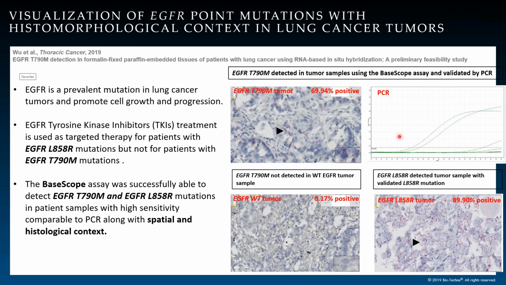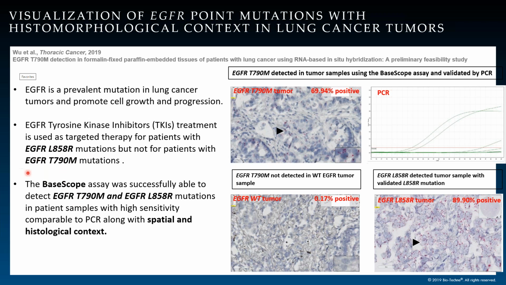Next, I want to bring your attention to the BASESCOPE assay, which is a critical tool to analyze splice variants and point mutations. In this particular example, these researchers utilized the BASESCOPE assay to identify EGFR point mutations in this lung cancer tumor. They wanted to use the BASESCOPE technology to stratify patients for TKI treatment. Now, EGFR mutations such as EGFR L858R are known to respond well to TKI therapy.